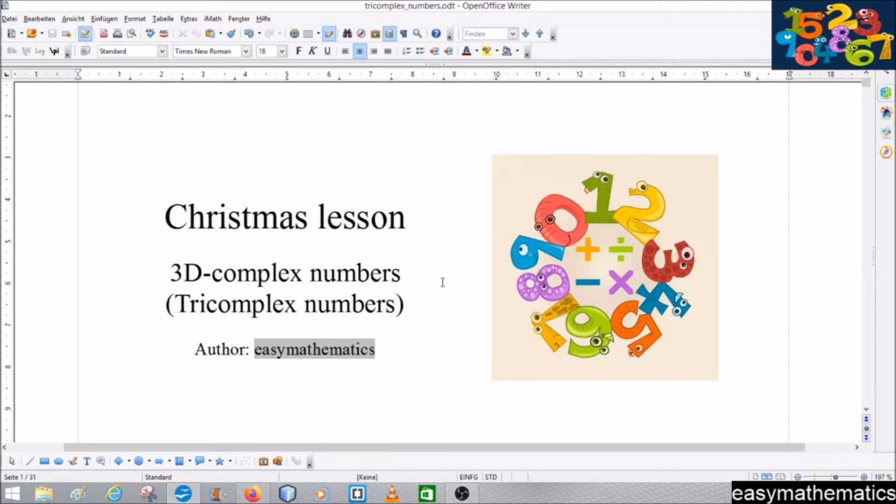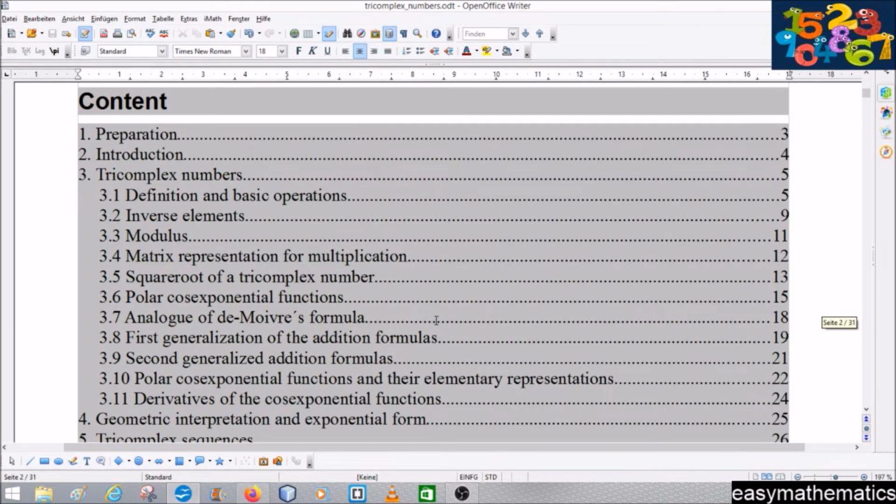It's Christmas time and I thought about a beautiful topic for a Christmas lesson, and the topic is, as you can read, 3D complex numbers, also known as tricomplex numbers. So before we start and go into some details, first I want to explain what we want to do exactly.